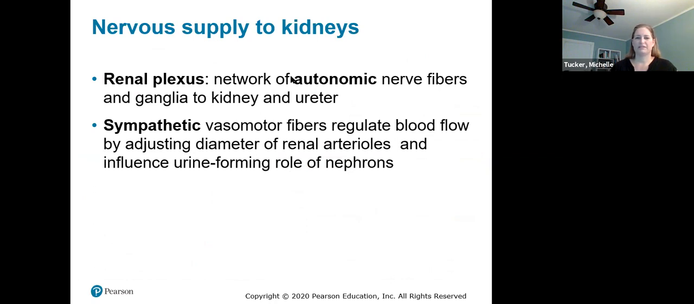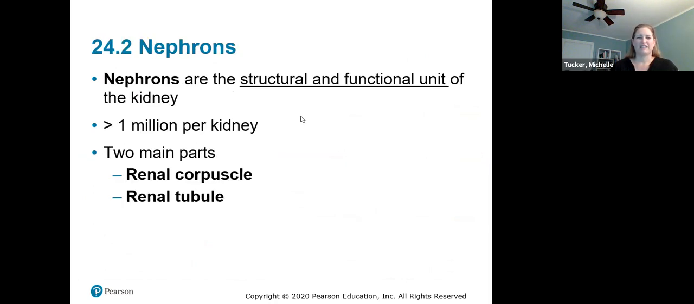Renal plexus, there is a substantial number of autonomic nerve fibers, especially sympathetic ones, that are going to regulate blood flow, and that regulates filtration rate as well. We'll talk about that much more in detail later.